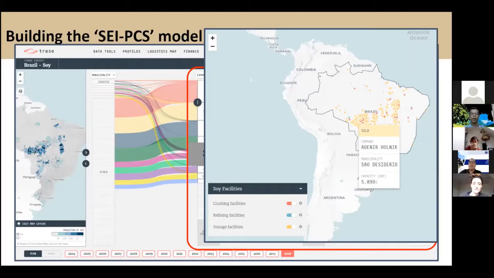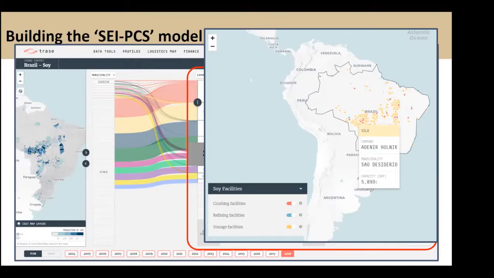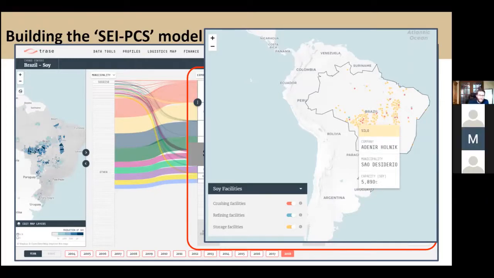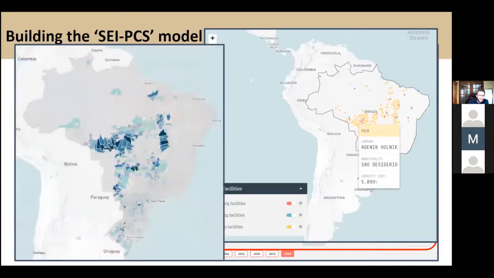the commodity they're exporting. And then from there, we can link through to the production areas of the soy fields, which is what we've got there. So this shows the municipalities that are producing soy in a particular year. I think it was 2018.